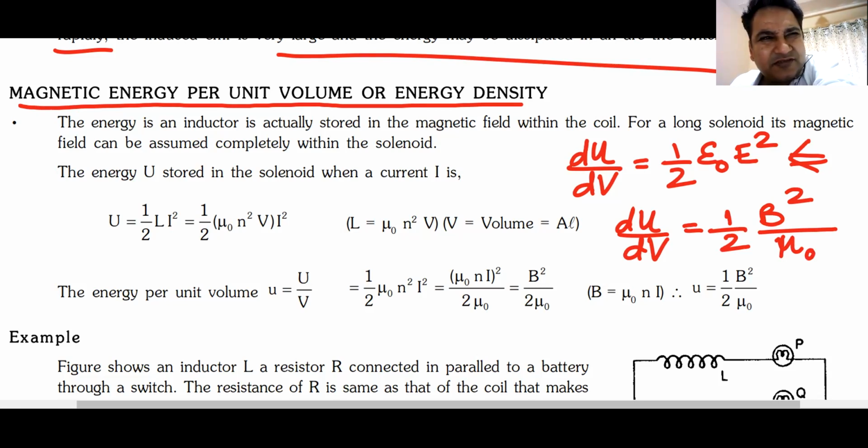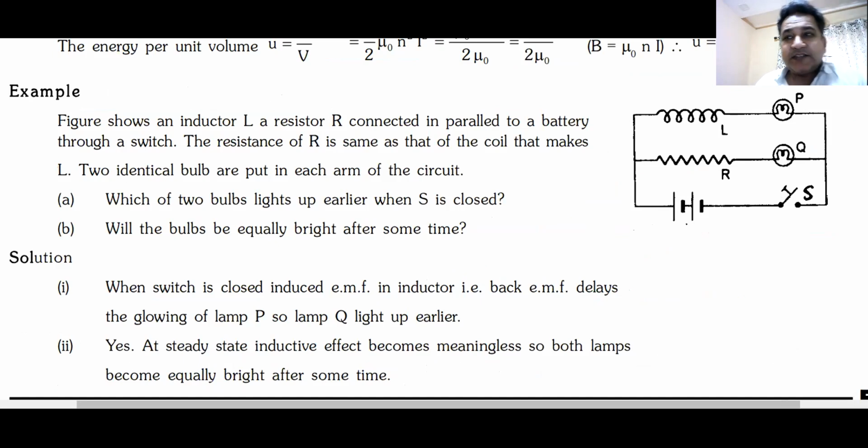Why is it so? When epsilon naught comes in the numerator, mu naught comes in the denominator. Why is it so? Any idea? Have you ever thought about it? Why is it so? Such questions are coming a lot in your JEE Mains as well as Advanced.